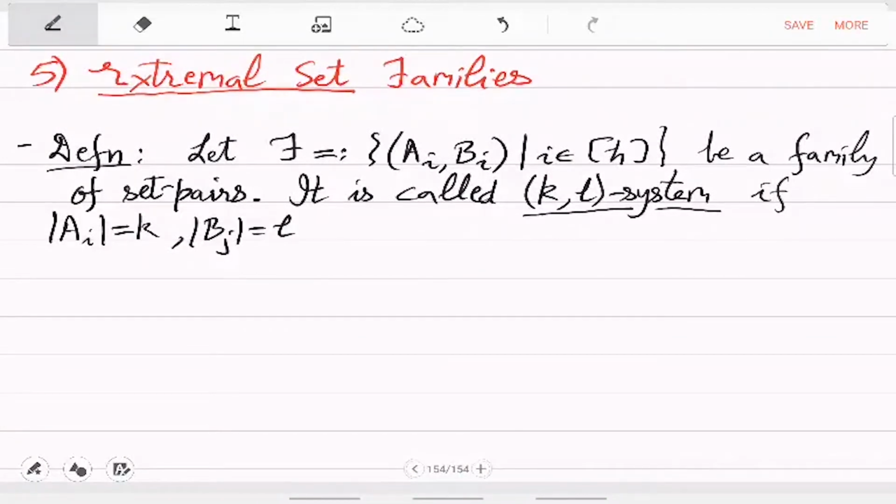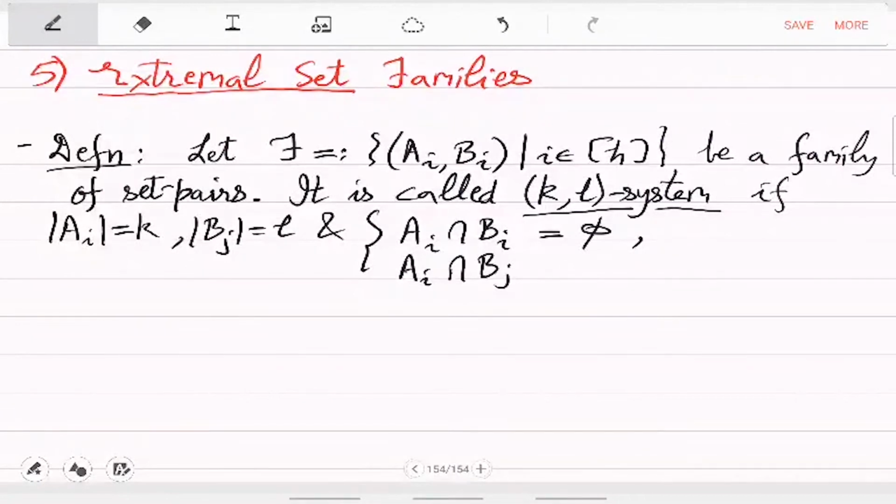Let me call this BJ. And if you look at the intersection of AI with the other set BI in the same pair, they are disjoint, for all I. And if you look at the intersection with something else, then it's not, for all I different from J.